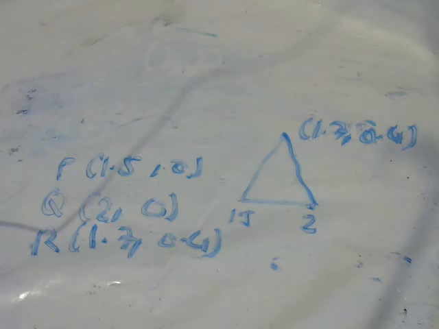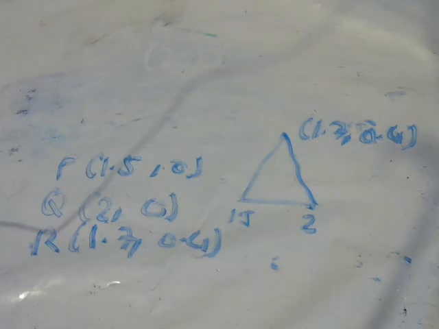I showed you how to work out coordinates of a circle. If you want to show something lies on the circle, put it into the equation and show the equation works. So if you want to show that a point lies on the circle, substitute x, substitute y into the equation, and prove to yourself that it's on there.